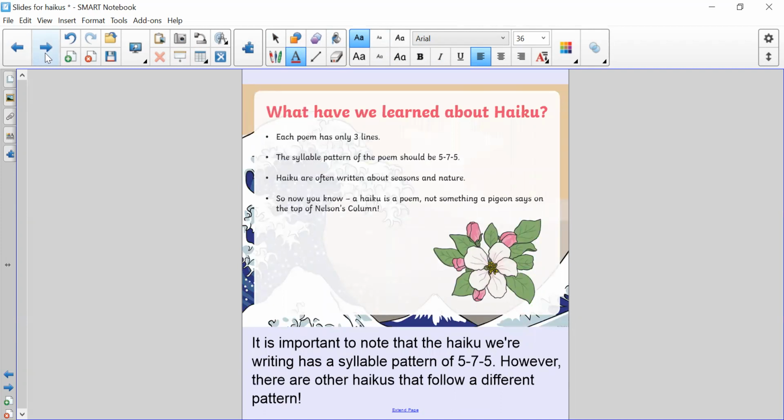So far we've learned that haikus have 3 lines. They have a syllable pattern of 5-7-5, and that is for the haiku that we are writing. As there are exceptions in every genre, this is no different. So haikus don't always follow the 5-7-5, but the 5-7-5 rule is the most common. So that is why we are focusing on it this week, so that it does not confuse you. Haikus are often written about the seasons and nature. And there's a little joke at the bottom.